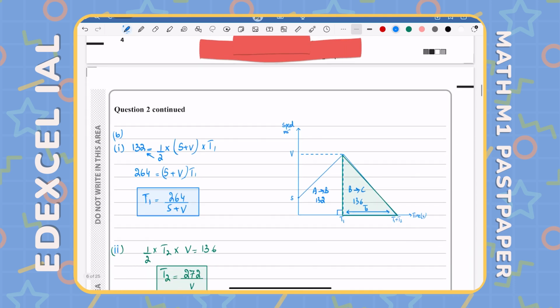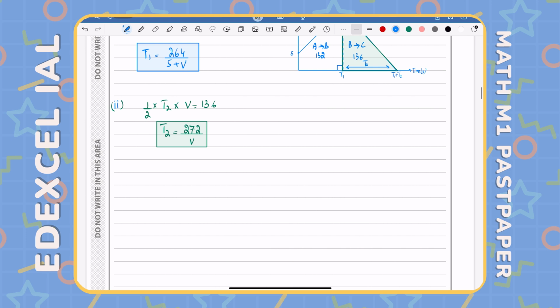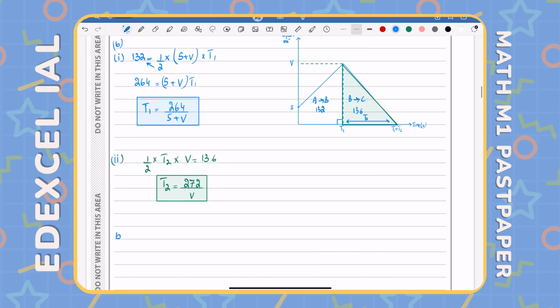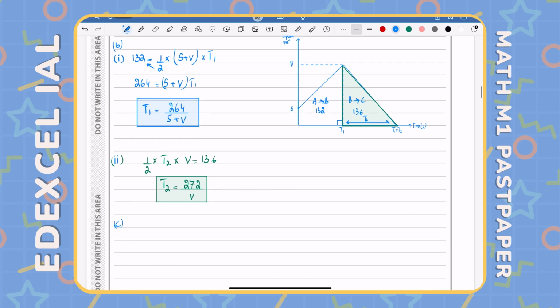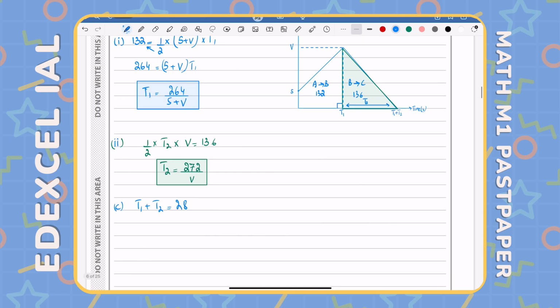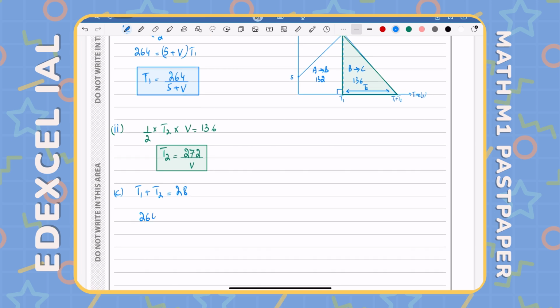So we found t1, we found t2. Now we're given the total time. This is part C, I believe. Yeah, this is part C. So that means t1 plus t2 is equal to 28. What's t1? t1 is 264 upon 5 plus v. t2 is 272 upon v, which is equal to 28.